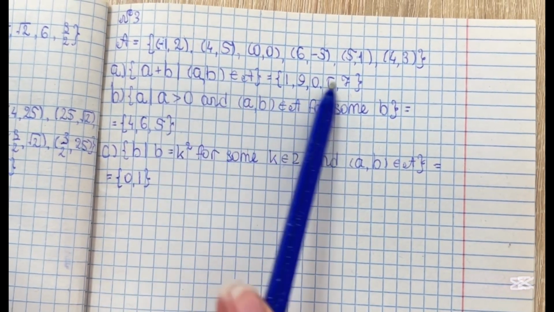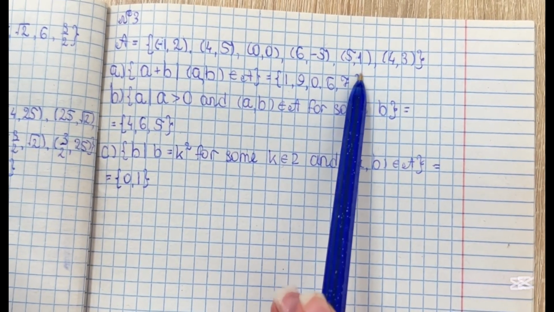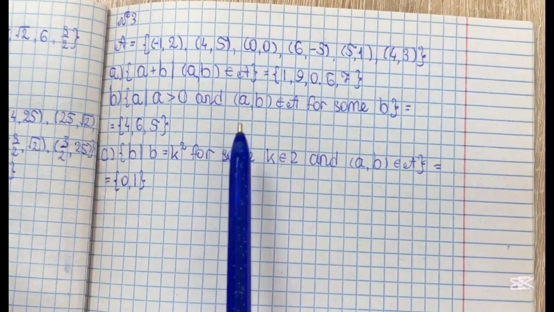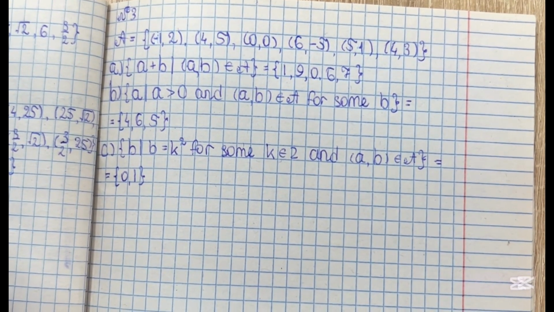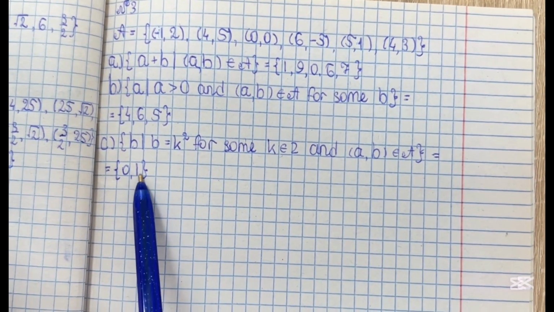So from the given numbers, only 0 and 1 can be considered as squares of some integer. That's why our final set contains only 2 elements.